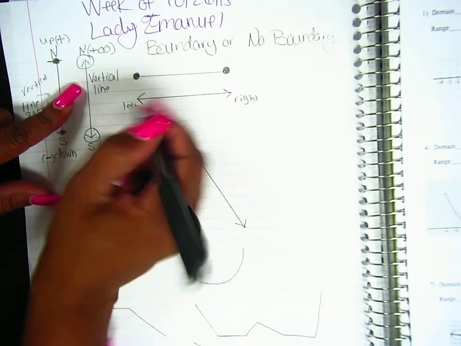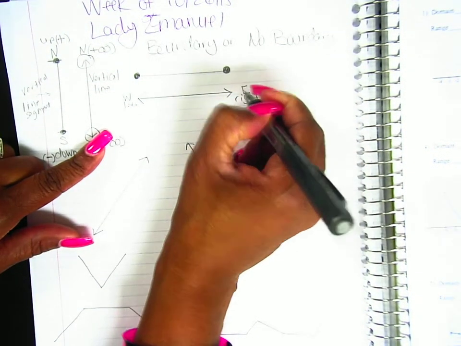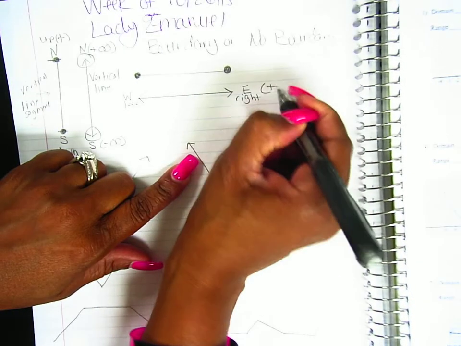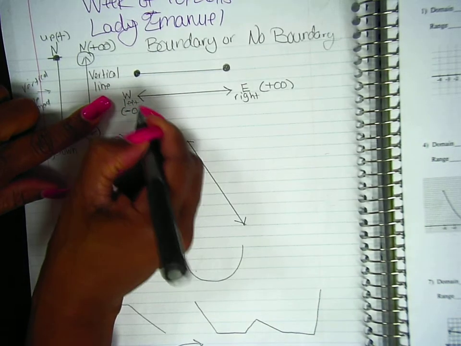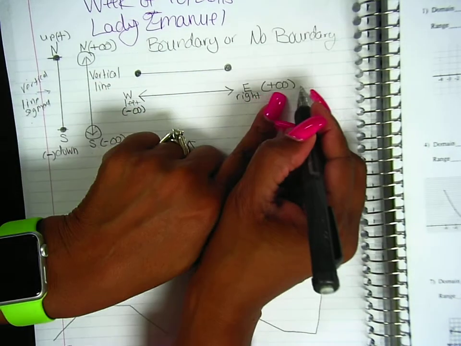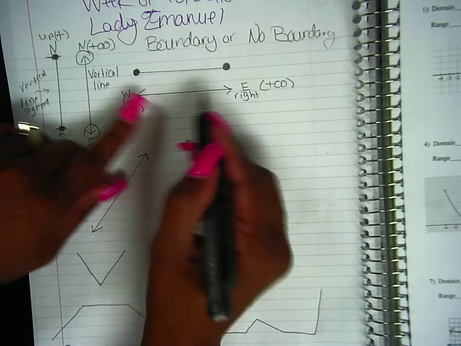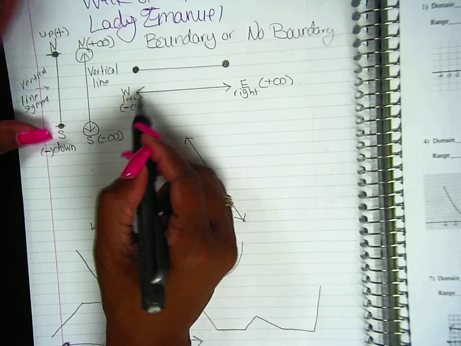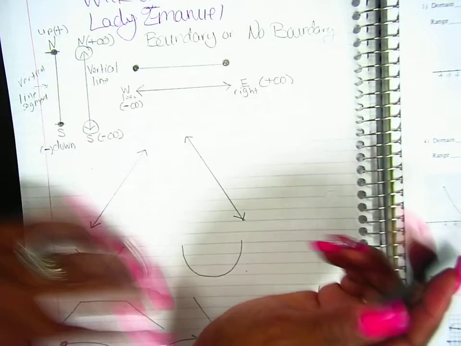Left means it's going to the west. Right is going to the east. When you go to the east, go to the right, that's an increase. When you go to the left, it's a decrease. It's approaching positive infinity to the right, negative infinity to the left. Okay. When it's horizontal, the arrow here is going one direction, just west. Here it's just going east.